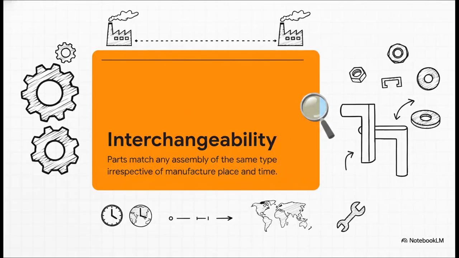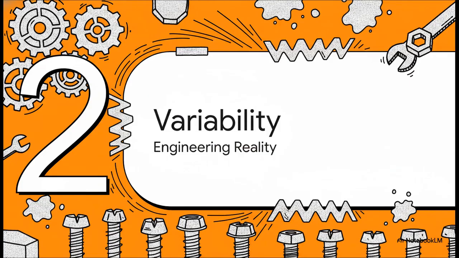So, to put it formally, interchangeability means parts match any assembly of the same type, no matter where or when they were made. When strict global standards are followed, this whole concept minimizes repair time, allows for super easy replacement of defective devices, and, this is key, drastically reduces the specialized skill required by an assembly line worker or a mechanic. Moving right along to section 2, the reality of variability.